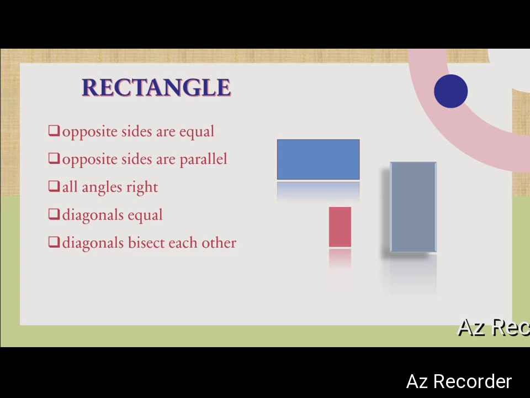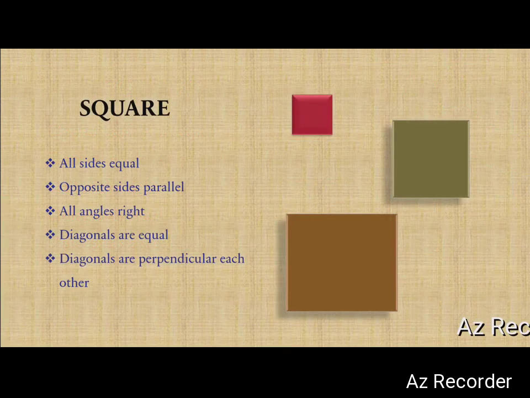Now we are going to the next quadrilateral, that is the square. A square is a quadrilateral with all sides equal and opposite sides parallel, and all four angles are right angles, that is 90 degrees, like a rectangle. The diagonals are equal and the diagonals are perpendicular to each other.